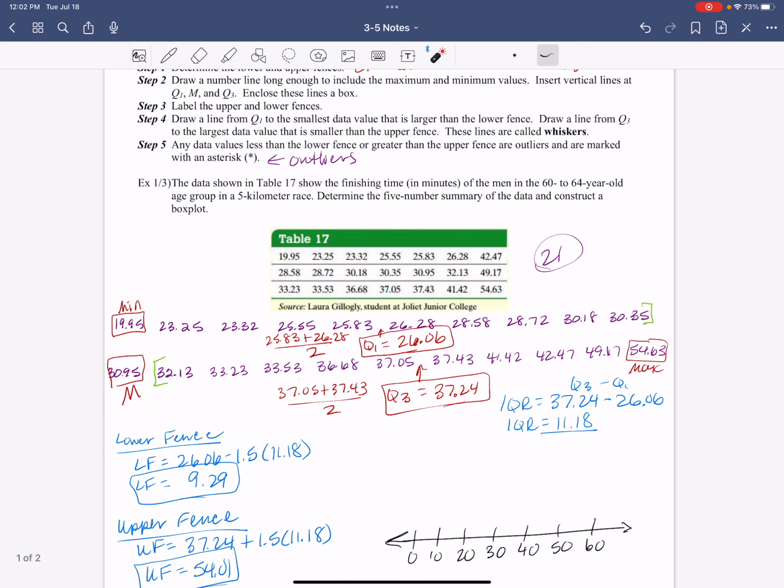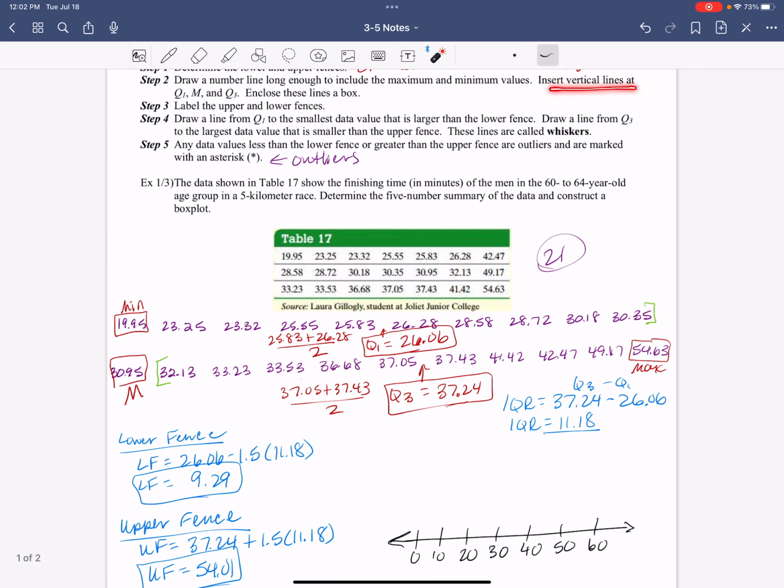Okay, so once we draw our number line, then it says insert vertical lines at our quartiles and fill it in with a box. So quartile 1 is 26, so it's about halfway between here. And you can just guess, that's okay. Our median is 30.95, so it's right there at the 30 mark. And then quartile 3 is 37.24, so it's about right there. And then we make that our box. This is quartile 1, median, quartile 3.